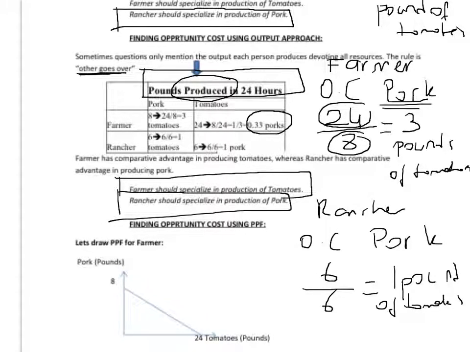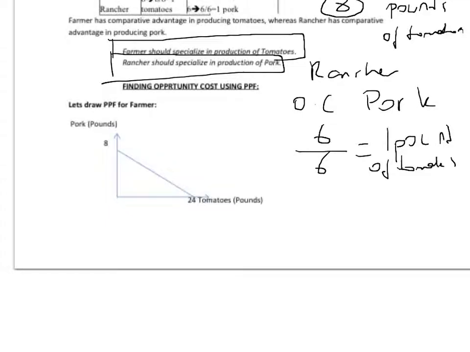Okay. There is one more way to find opportunity cost. In some questions, you just have the graph, the production possibility frontier, and you need to find out who has the comparative advantage. Maybe the question may ask in which good the farmer should specialize or in which good the rancher should specialize, something like that.